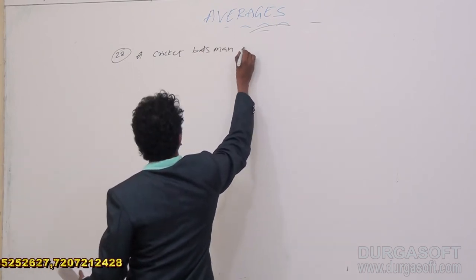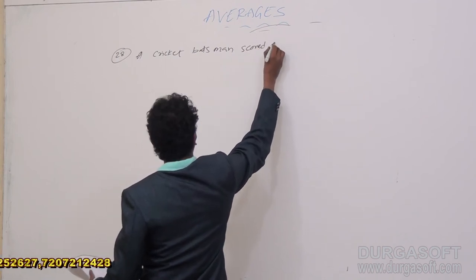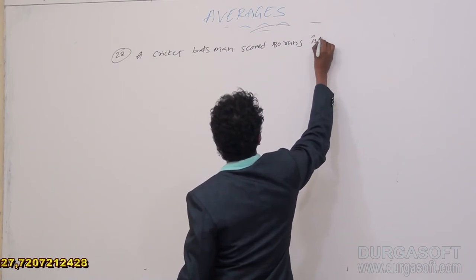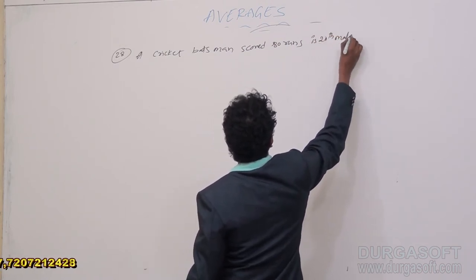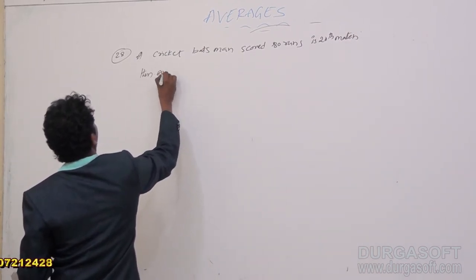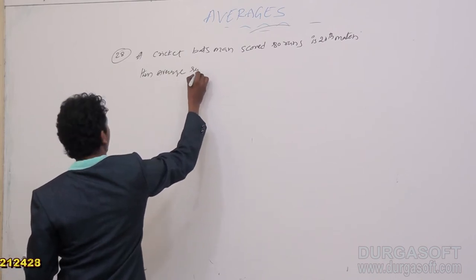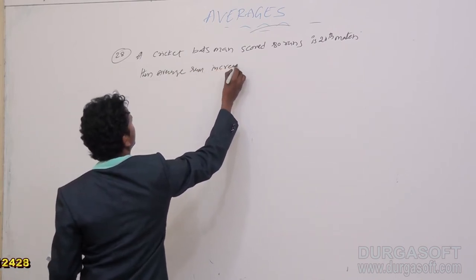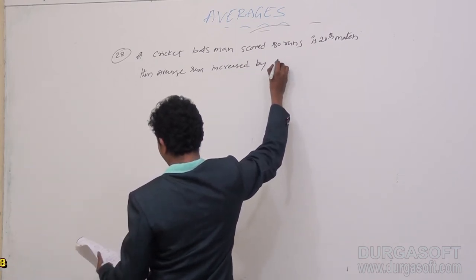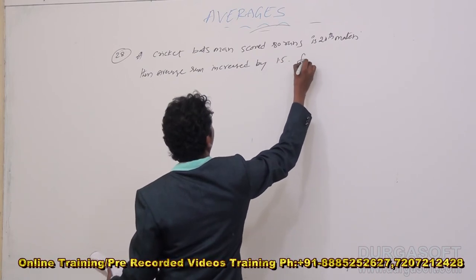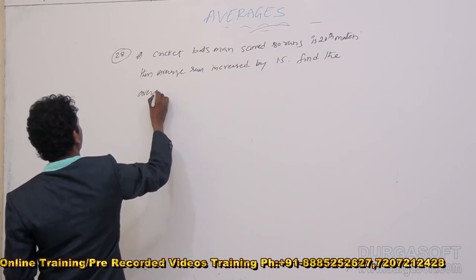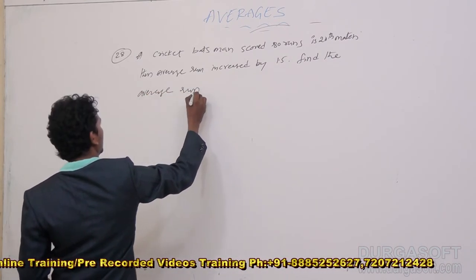A cricket batsman scored 80 runs in the 20th match, then the average runs increased by 1.5. Find the average runs.